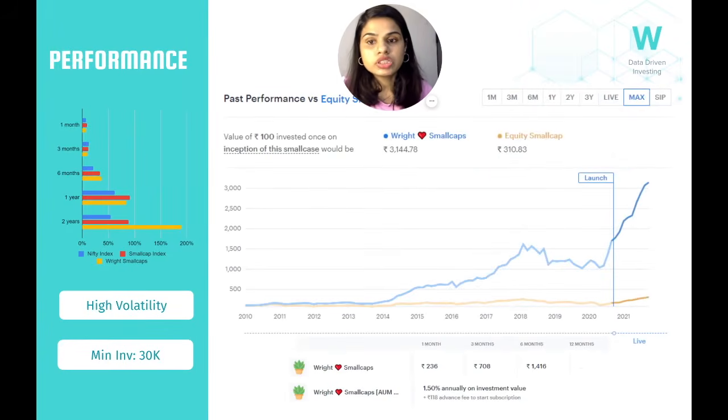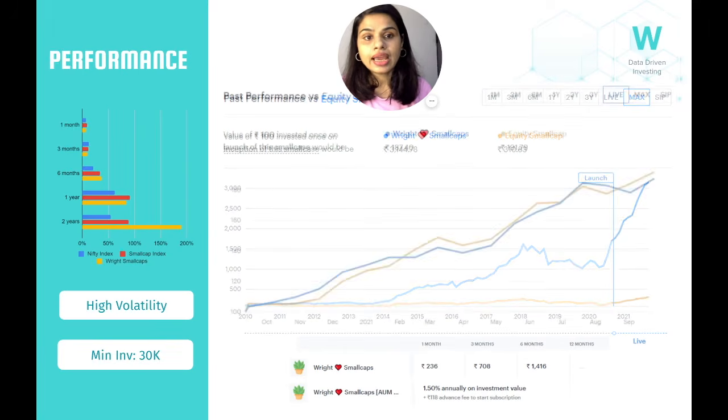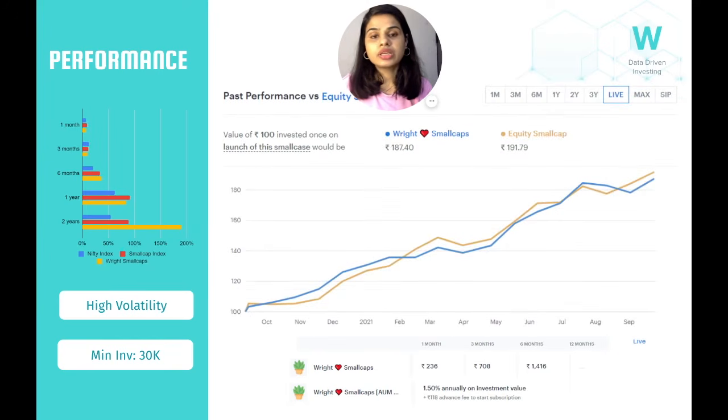So if you look at the performance of this portfolio, it has performed at par with the small cap index, which itself has done really well. Like I said, it's a high volatility portfolio, but you get rewarded for the high risk that you're taking. The minimum investment here is around 30,000 as well, and the pricing is also very similar to the momentum portfolio, and we have it in two models of pricing. One is the flat fee model, and one is where you pay as a percentage of whatever investment you've been doing. This is how the historical performance looks on smallcase, and this is the live performance, which has been in the past 1 year around 90%, which has been quite good, right?